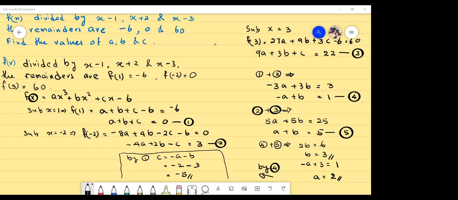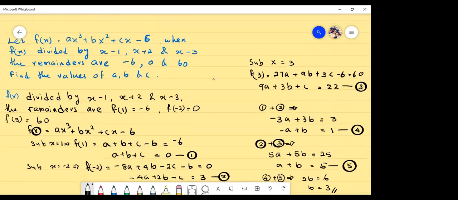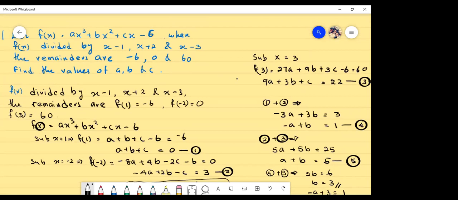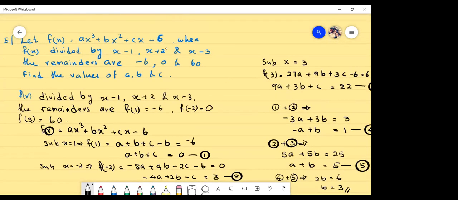Now we come to the next one. Now we come to the next question. Sorry, next theorem. Okay, write down. Factor theorem.